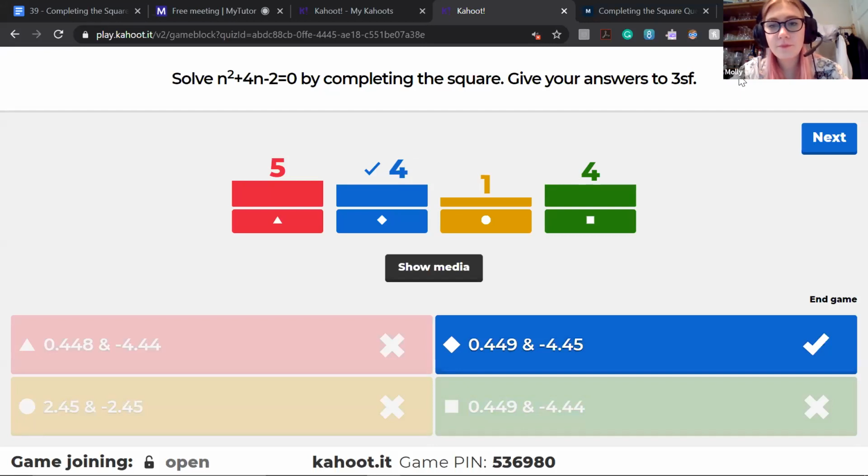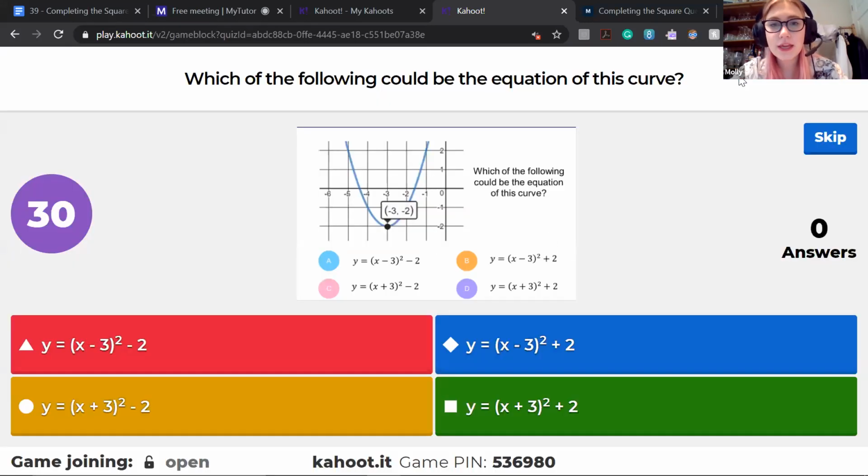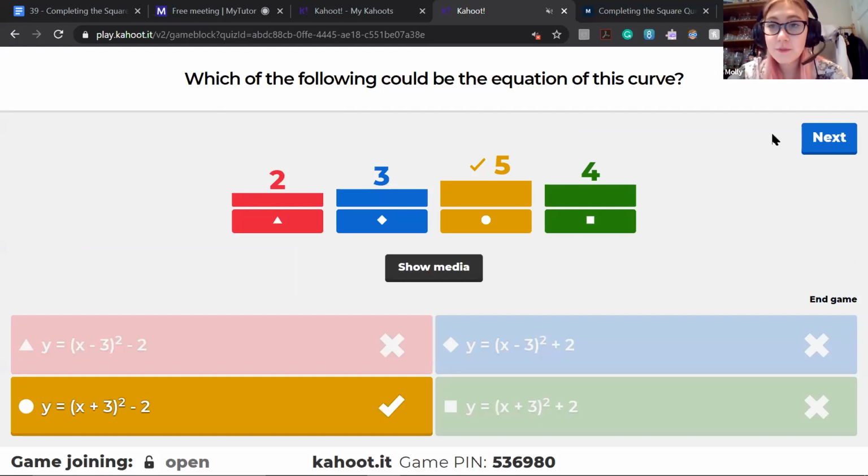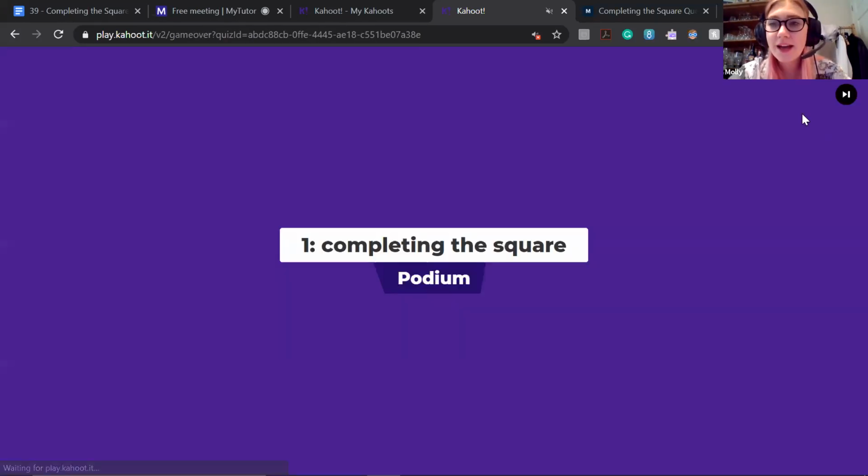Final question. So this is, again, we're thinking about, so this here, this -3, -2 is the vertex. That's what that terminology means. So this is kind of the reverse of what we were doing before. I'm thinking, which one could it be? Excellent. So the majority, that was the one with the highest number of people. Well done. And we'll see why during the lesson.